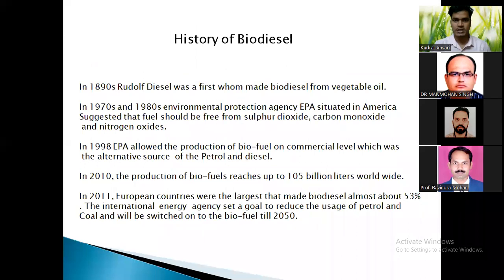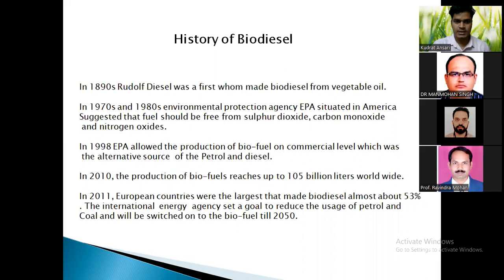worldwide. So first of all, in the 1890s, the scientist whose name was Rudolf Diesel was the first man who invented the diesel engine. So when we invented the diesel engine, we also had to invent a biodiesel.